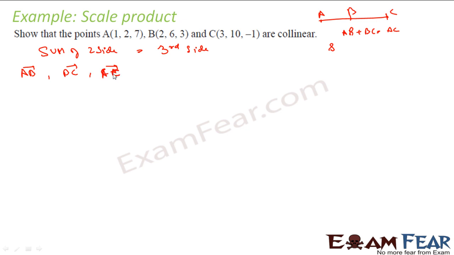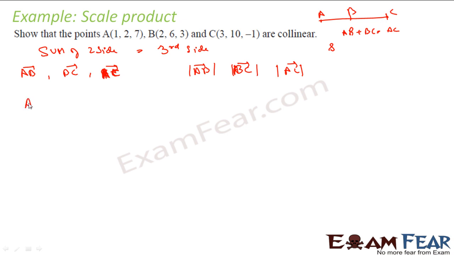Let's find AC. And then we'll find the magnitude of these vectors, that is the magnitude of vector AB, magnitude of vector BC and magnitude of vector AC. If I can prove that the sum of these two is equal to the third, that means all these are collinear. Correct? Because if these 3 points are collinear, that means this side plus this side is equal to the third side.